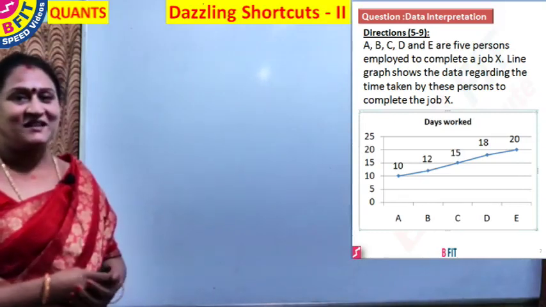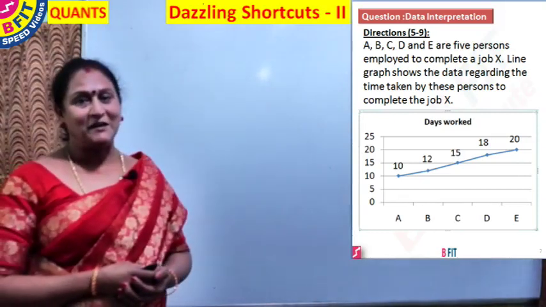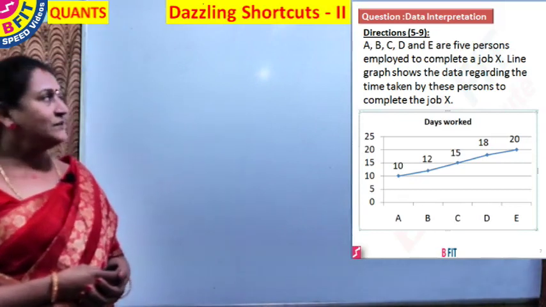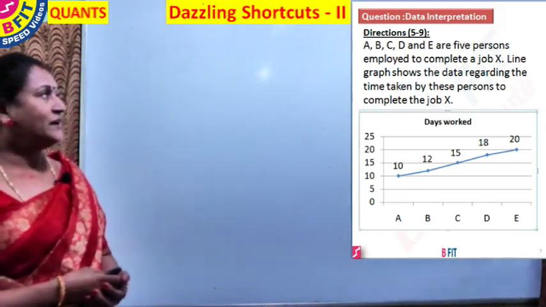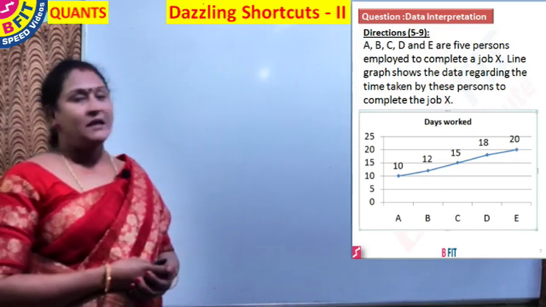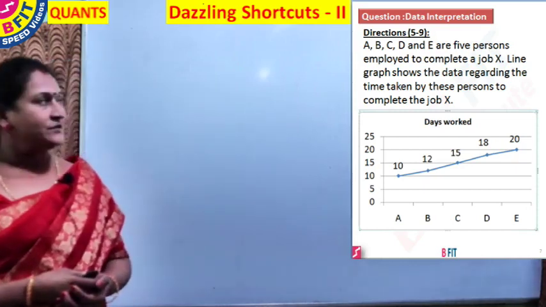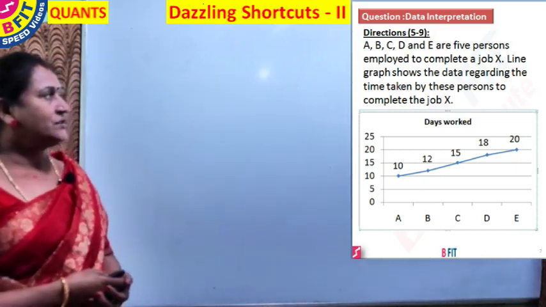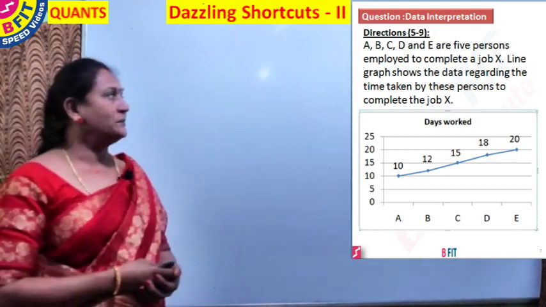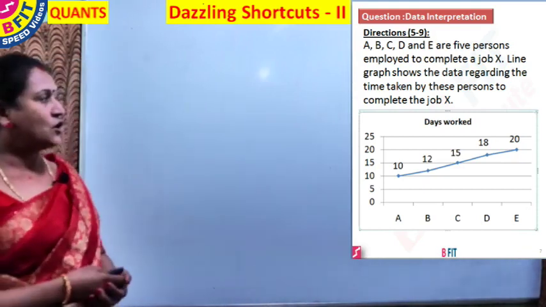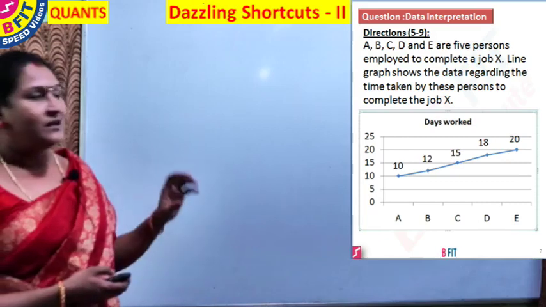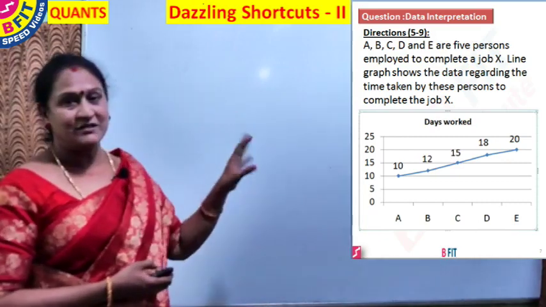So the next question. The question is under data interpretation. A, B, C, D and E are 5 persons employed to complete a job X. A line graph shows the data regarding time taken by these persons to complete the job X. So here is a line graph attached to this data.